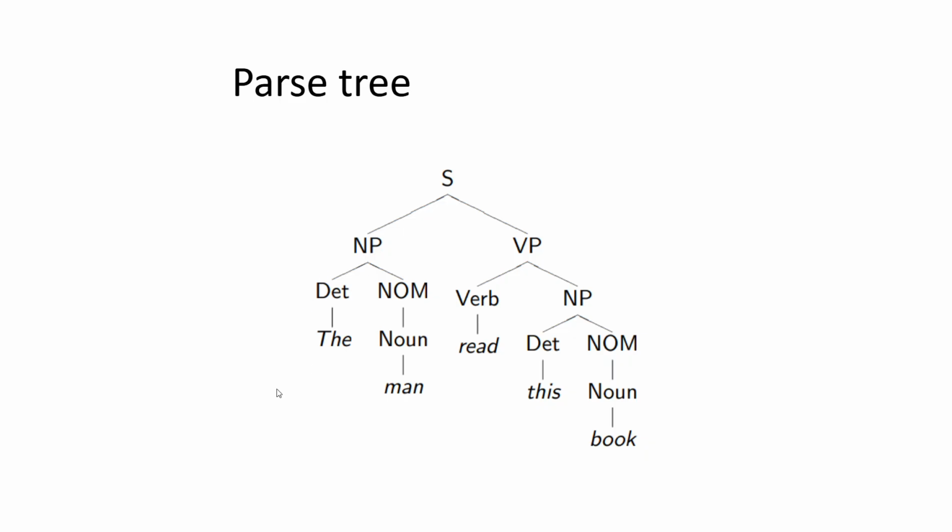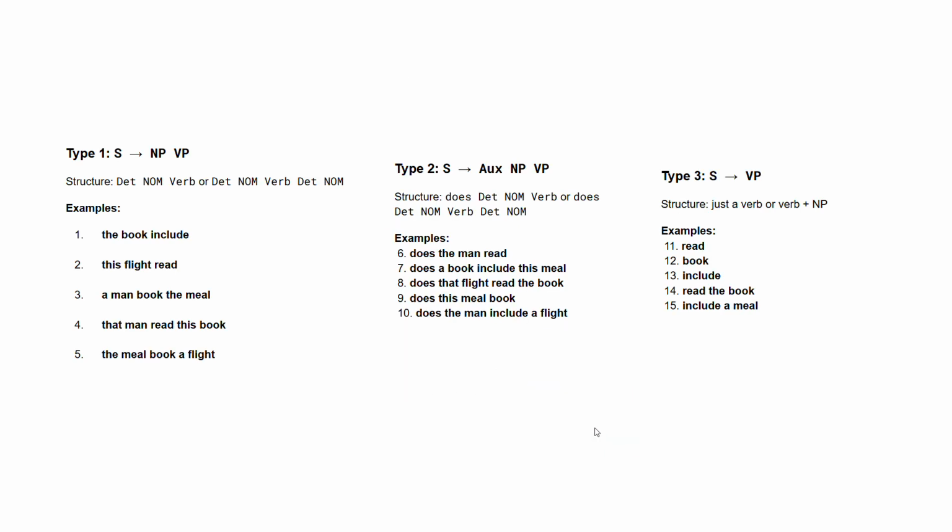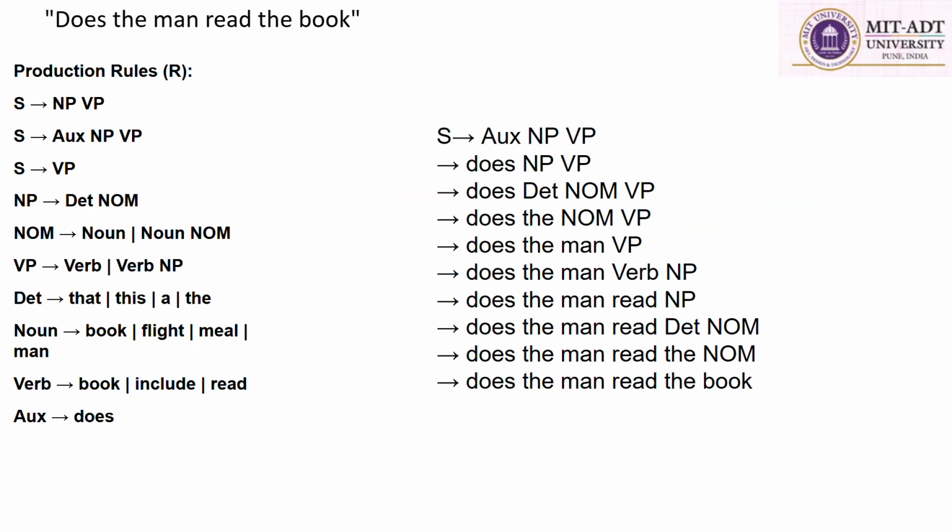So if you go from left to right now, you will find exactly the statement: "The man read this book." This is how the statement is formed. So your tree must create the statement from left to right. This is what we call top-down parsing. Okay, so these are just examples of top-down parsing. This is one of the examples.